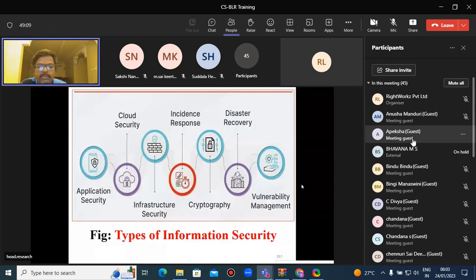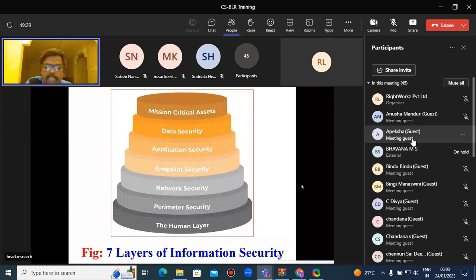So these are the types of information security I have explained: application security, cloud security, infrastructure security, incident response, cryptography, disaster recovery, and vulnerability management. So these are the seven layers of information security. The first and foremost layer is mission critical assets. Then data security, application security, endpoint security, network security, perimeter security, and the human layer security.